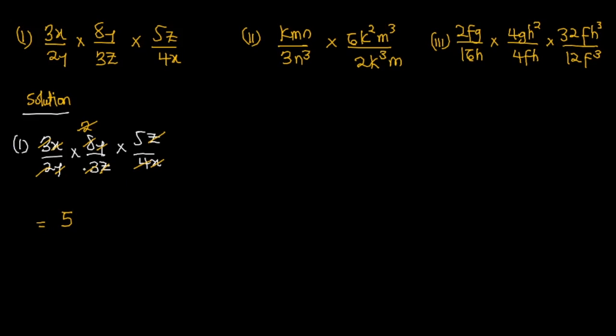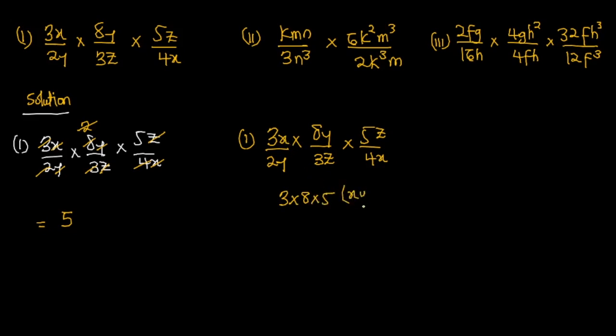Alright. Or another way you can do that is, let me redo that. So I can write 3x on 2y multiplied by 8y on 3z multiplied by 5z on 4x. Another way you can do this is to multiply everything you have and get your answer. So you can do that by multiplying 3 by 8 by 5. So we have 3 multiplied by 8 multiplied by 5. Then you attach the variables, that is x, y, z.